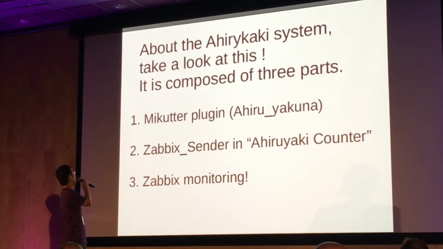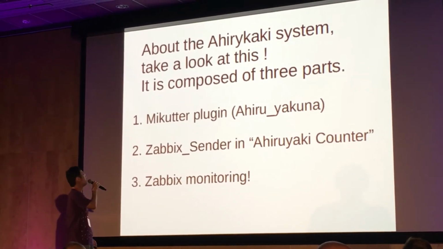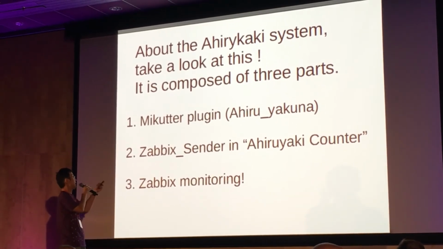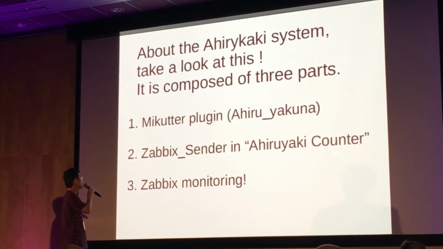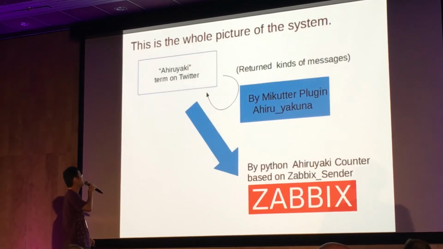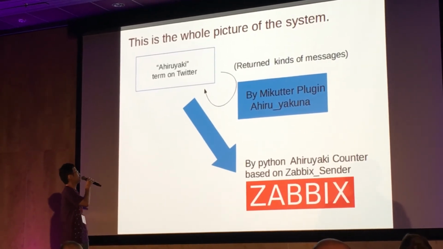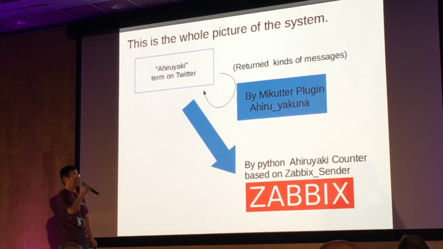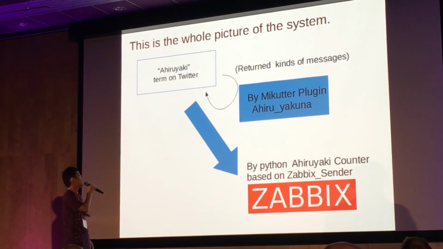And what is a hierarchy system? Our hierarchy system, take a look at this. It's composed of 3 parts: a Liquid plugin, whose name in Japanese is Hiruyakuna, a Zabbix standard in Python programming, and Zabbix monitoring. This is the whole picture. And I will talk about it precisely later.